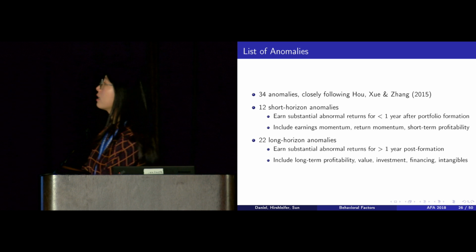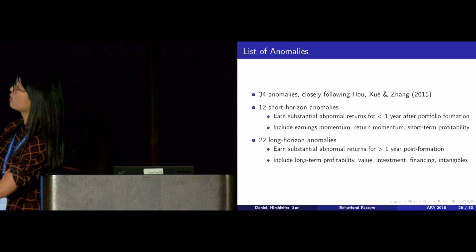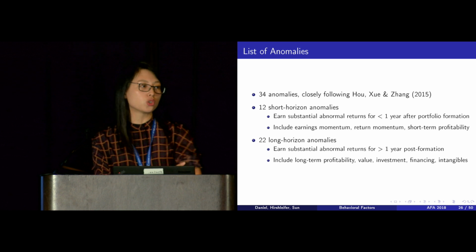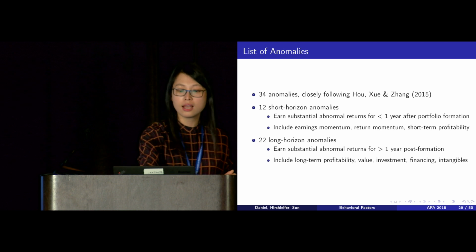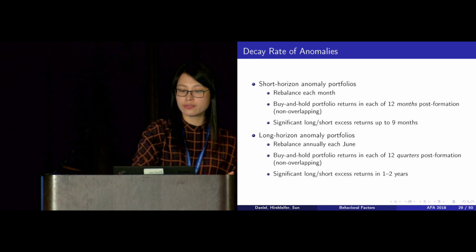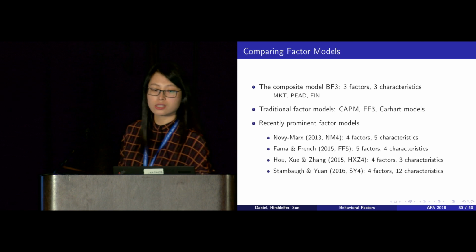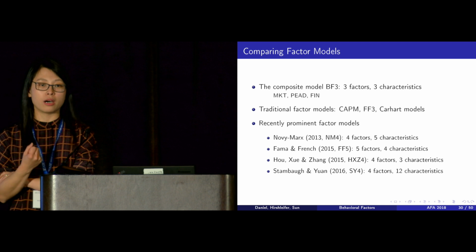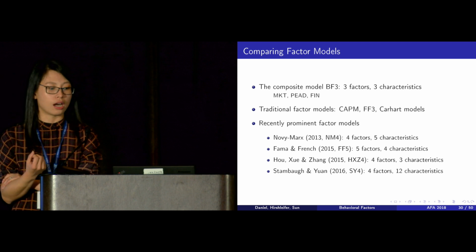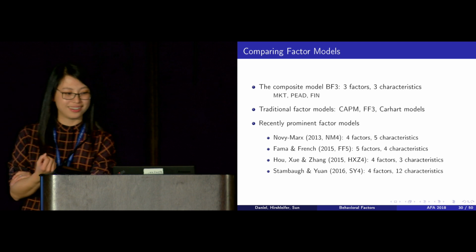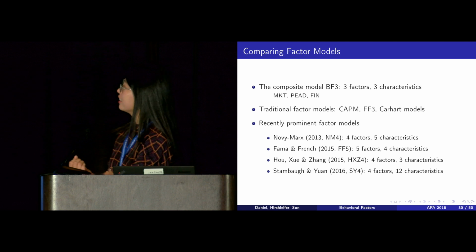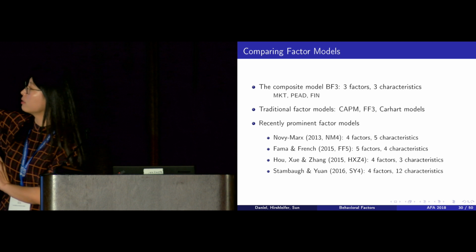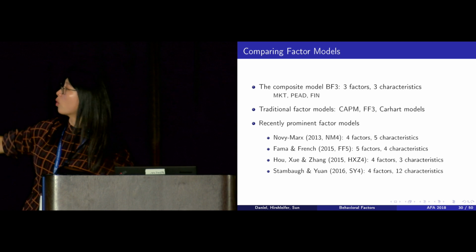In pricing test assets, we examine a set of 34 anomalies closely following Hou-Xue-Zhang's paper, and we further classify them into short horizon versus long horizon. These are the list of anomalies. The main test is to compare how well the composite model explains this set of 34 anomalies. So we compare our composite model with the traditional factor models and the four recent prominent factor models.